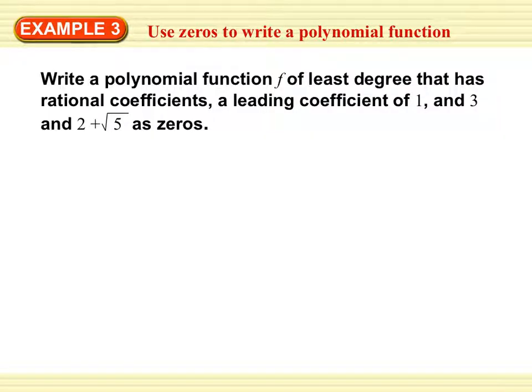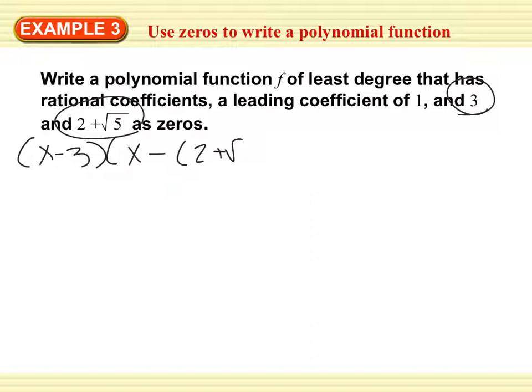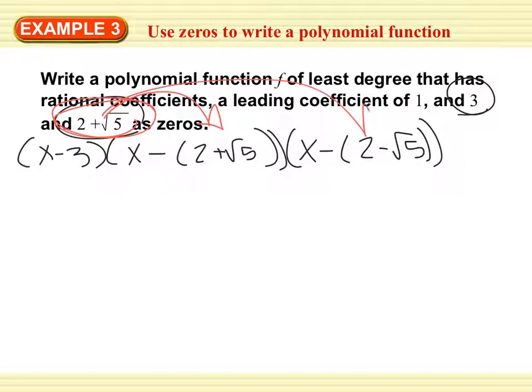Write a polynomial function f of least degree that has rational coefficients, a leading coefficient of 1, and 3 and 2 plus square root of 5 as zeros. So this is a tad bit tricky, but we know that 3 and 2 plus the square root of 5 are zeros. So that means I would have x minus 3, x minus 2 plus root 5, and x minus 2 minus root 5, because we just said whenever you have this as a zero, it includes the 2 plus and the 2 minus.